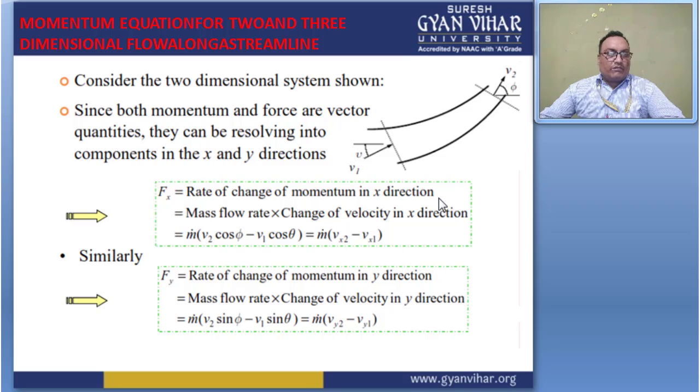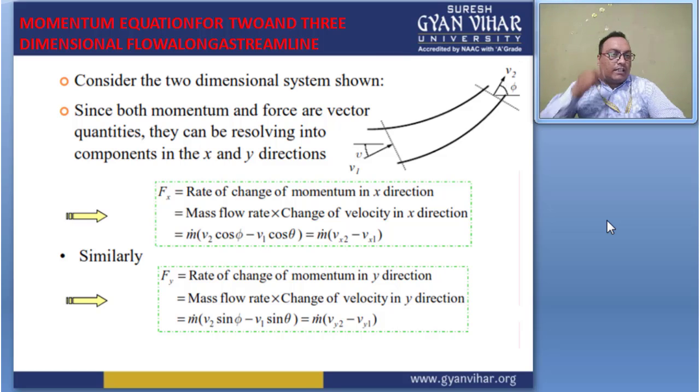What are the forces in the x direction? Fx is equal to the rate of change of momentum in the x direction. This is the force in the x direction only, right? This is equal to the mass flow rate into the change of velocity in the x direction, and this gives m dot (v2 cos phi minus v1 cos theta), which is equal to m dot (vx2 minus vx1), right?